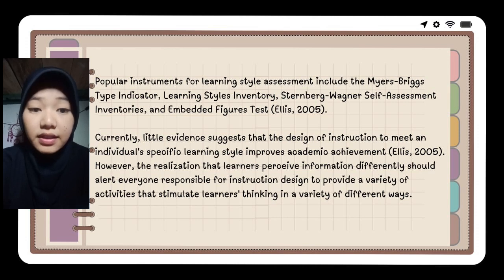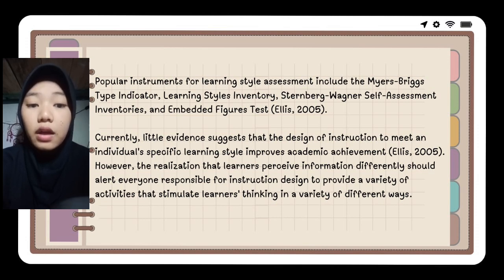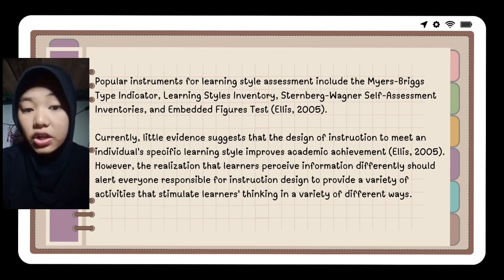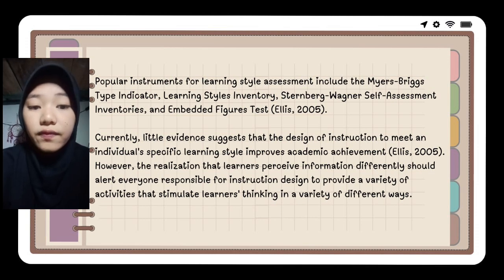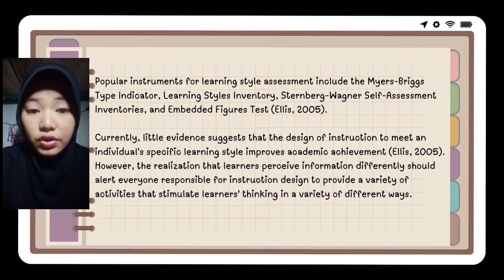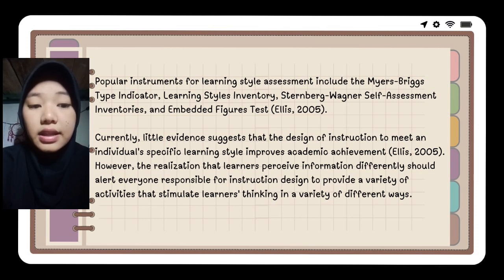At present, there is little evidence that designing instruction to meet the specific learning style of individuals increases academic achievement. However, awareness that learners comprehend information differently should remind anyone responsible for designing instruction to provide a number of activities that stimulate learners' thinking in a variety of different ways.